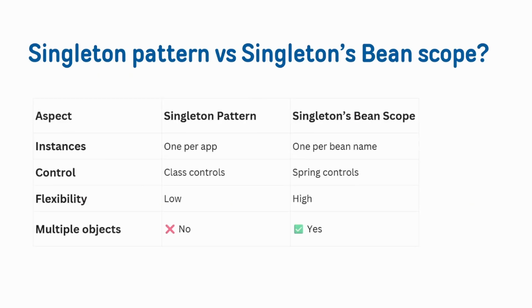So now let's see the difference between the singleton pattern and the singleton bean scope. In the singleton class pattern, only one instance of a class can be created per application, but in the singleton bean scope, it is one instance per bean name. For example, if we have added the counter1 bean to the Spring context, then we cannot add another counter1.